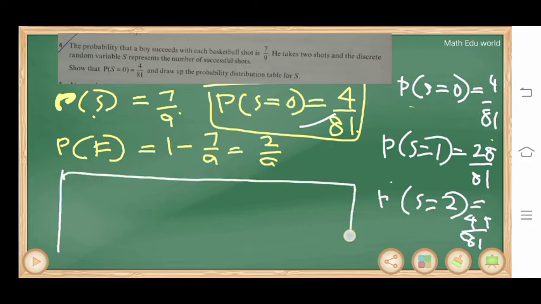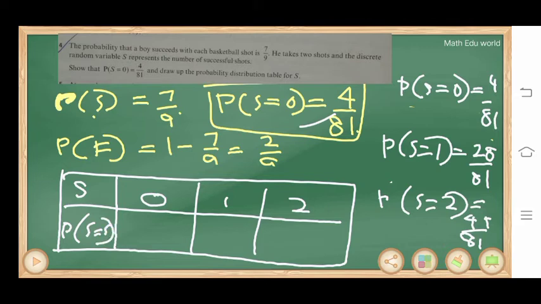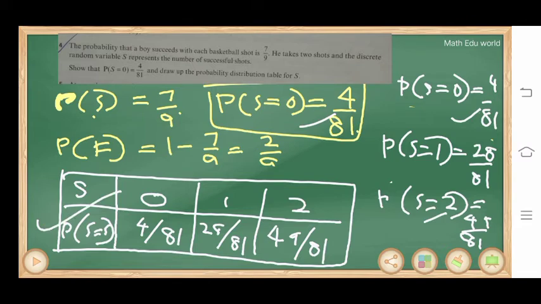Therefore the probability distribution table can be formed with two rows, where the first row is small s, which is 0, 1 or 2, and the second row is probability of S equal to s, with s equal to 0 giving 4 by 81, s equal to 1 being 28 by 81, and s equal to 2 giving us 49 by 81 as answer.